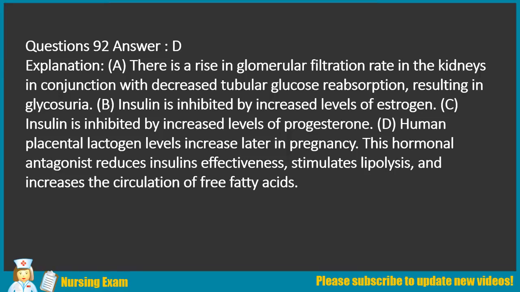A. There is a rise in glomerular filtration rate in the kidneys in conjunction with decreased tubular glucose reabsorption, resulting in glycosuria. B. Insulin is inhibited by increased levels of estrogen. C. Insulin is inhibited by increased levels of progesterone. D. Human placental lactogen levels increase later in pregnancy. This hormonal antagonist reduces insulin's effectiveness, stimulates lipolysis, and increases the circulation of free fatty acids.